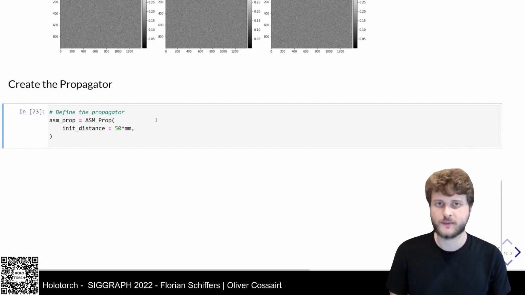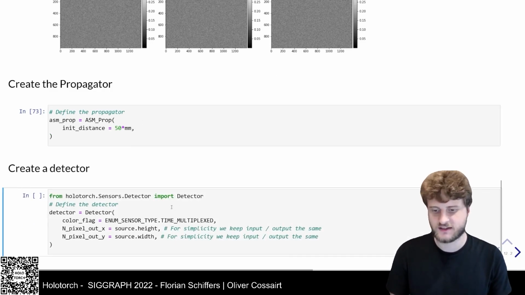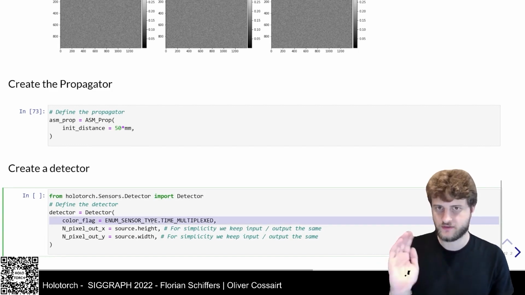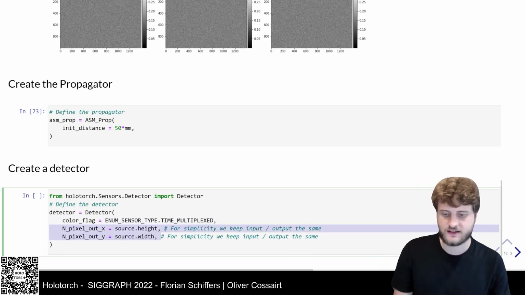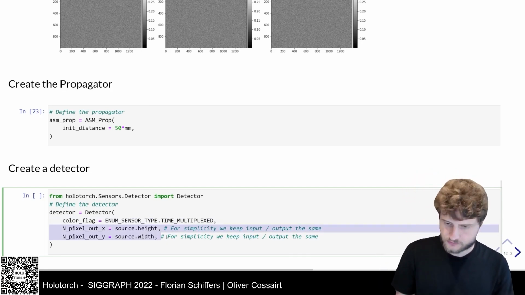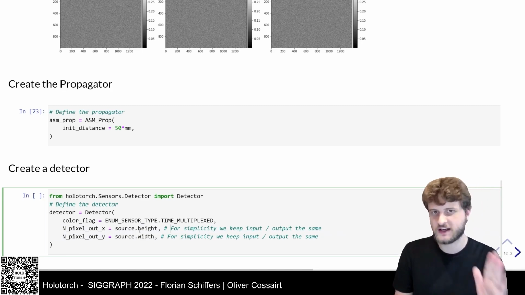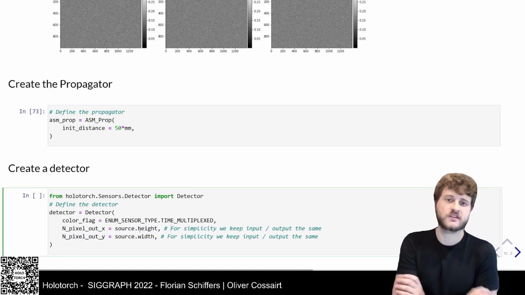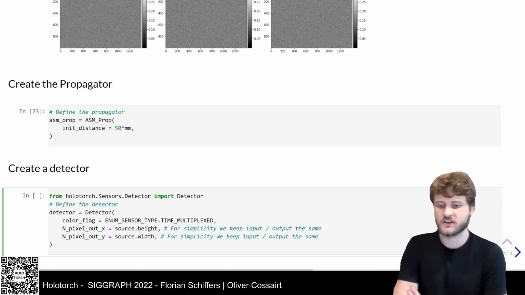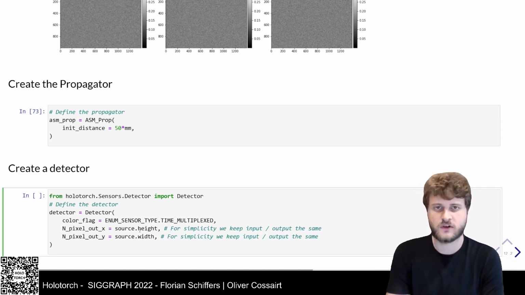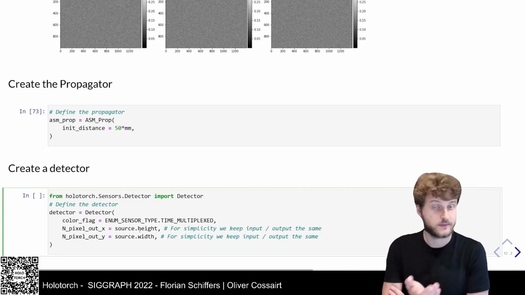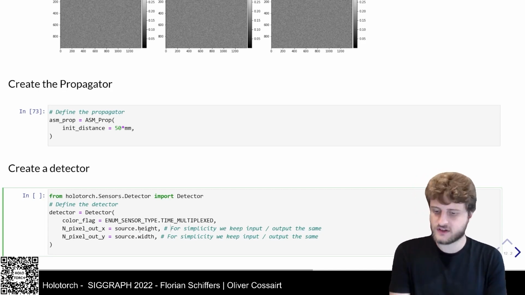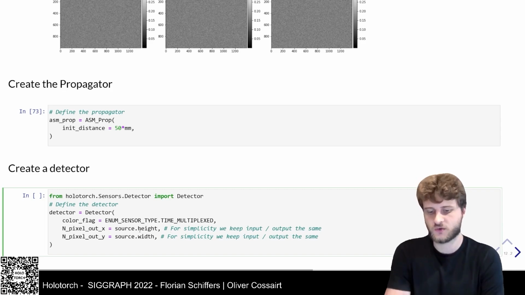We're going to use the same ASM propagator we've looked at before, 50 millimeters, and then we're going to define a detector. Here, we're going to say it's a time-multiplexed detector, so that we have RGB in sequential order. And we can again give it the height and the width dimensions. We could do something different. The detector is actually a more complicated object. It would integrate over all of the wavelengths for partial coherence holography, if you do time multiplexing, or you have a bio filter, or if you have time-multiplexed holography, for example, which is used for binary CGH. And also it can downsample. For example, you would choose source height over 2.